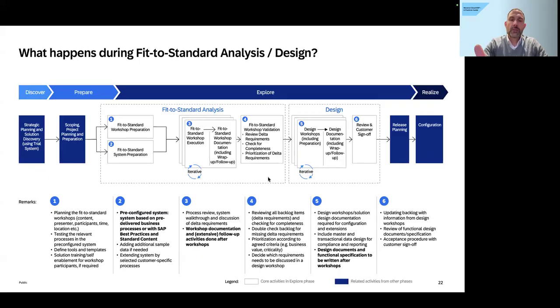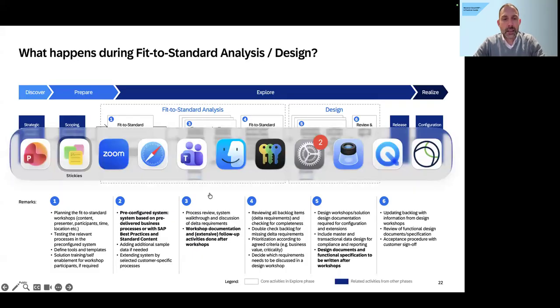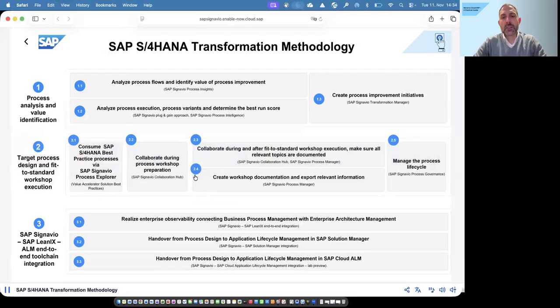We need to have tools in place which support each of these activities, particularly the fit to standard analysis activities. And what I want to quickly jump into is how we can now support such a transformation. As I said beforehand, most of what we discuss here is first of all product neutral. We talk about the need of having enterprise architecture management. We're talking about the need of having business process management in place.